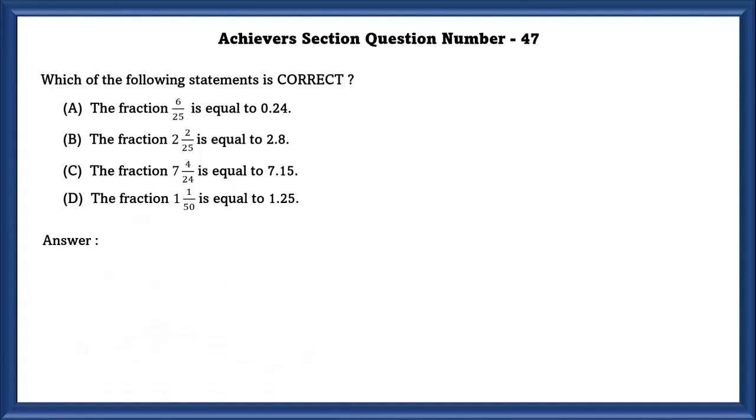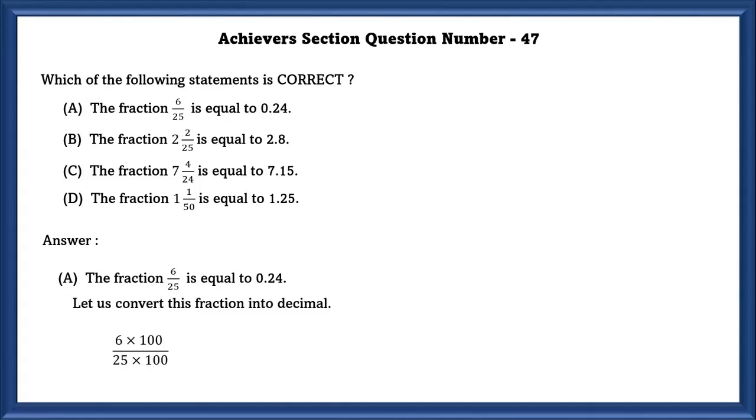Achiever section question number 47. Which of the following statement is correct? First, we'll see the A option. A. The fraction 6 by 25 is equal to 0.24. So, we have to convert this fraction into a decimal.